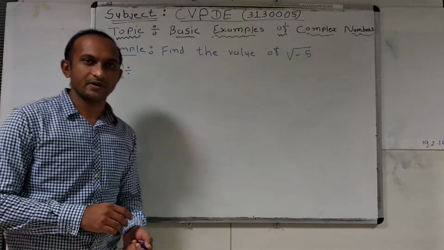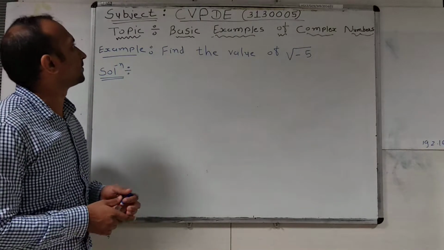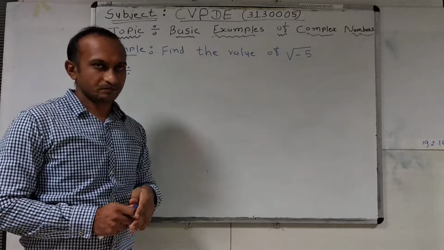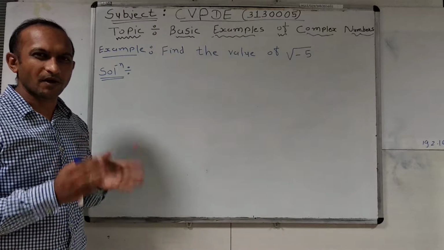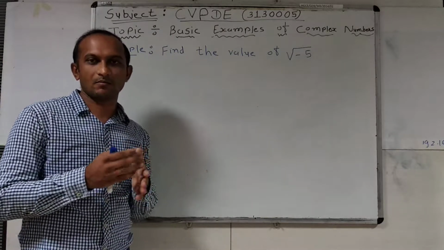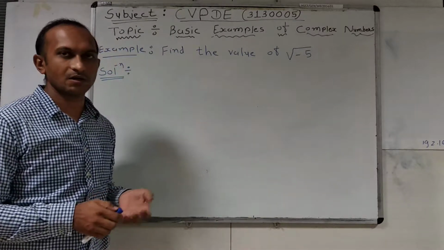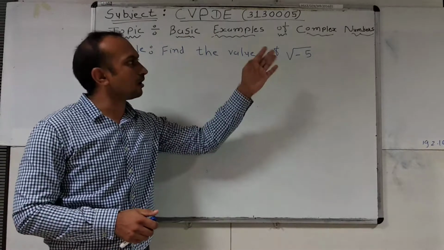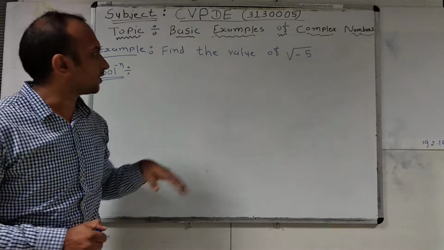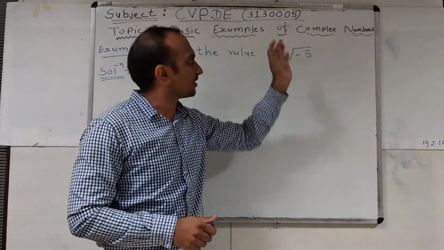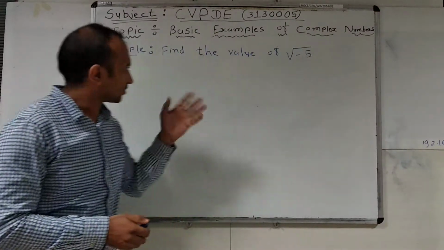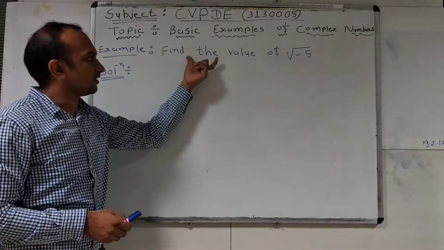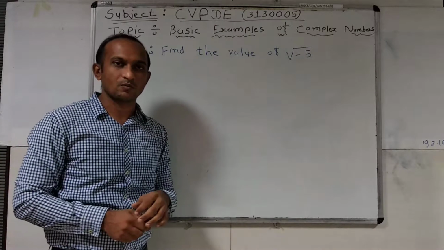Now, in the previous two lectures of the subject CVPD, we discussed the properties and simple formulas of complex numbers. Here we take basic examples of those properties. So now we take the first example: find the value of square root of minus 5.